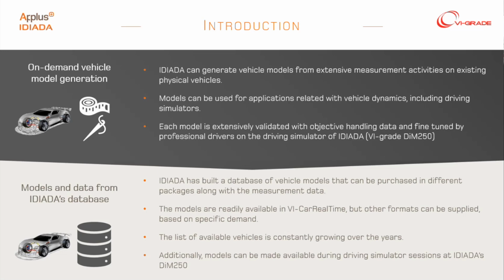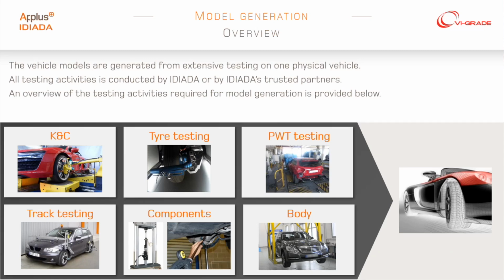But to start knowing a little bit more about them, how do we generate those models that we're talking about, those digital twins? So we have tested extensively many different systems and the car itself. In order to get these things, we need the KNC to be tested. We've done tire testing, powertrain testing, objective testing, components and body measurements. And all of this has been done in-house or with the help of some of our most trusted partners.